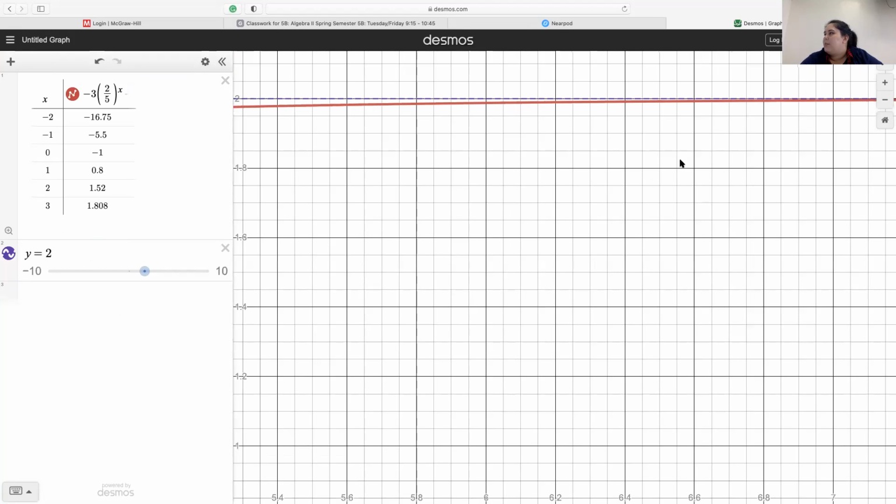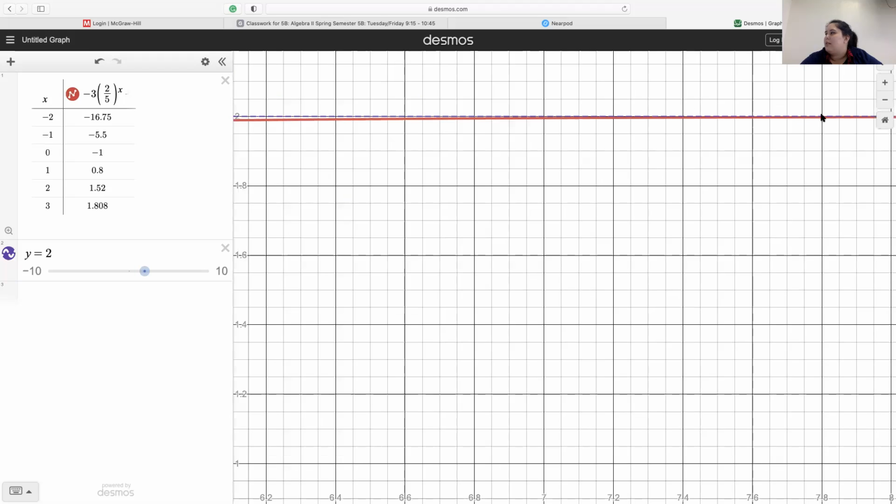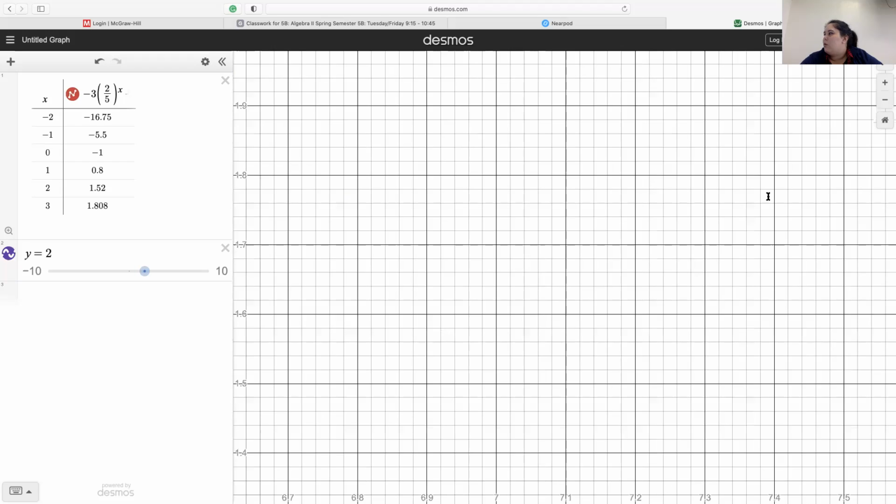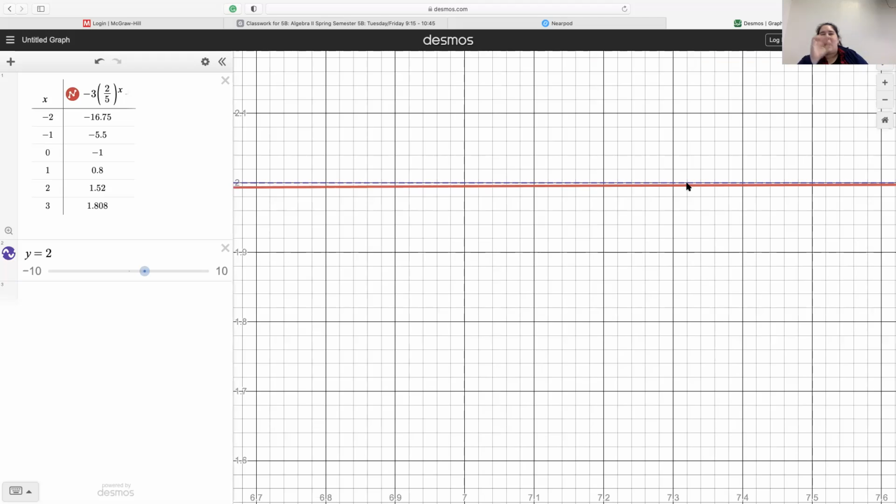Like I can keep zooming in. Every time I look like, oh, look, it's touching, I can zoom in more. And you can see there's just that tiny bit of space in there. But yeah. Oh, and there's the table if you wanted to see the table.